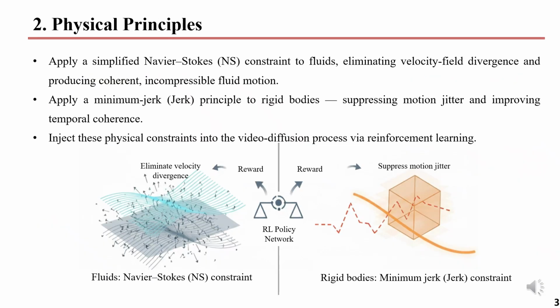Our solution rests on two simple physical principles. 1. For fluids, we apply a simplified Navier-Stokes constraint to eliminate velocity field divergence, so fluid motion stays continuous and incompressible. 2. For rigid bodies, we apply a minimum jerk principle, which suppresses high-order motion jitter and improves temporal coherence. The challenge is how to inject these constraints into a generative model, and we do it through reinforcement learning. A policy network is rewarded when its denoising trajectory satisfies these physical constraints.